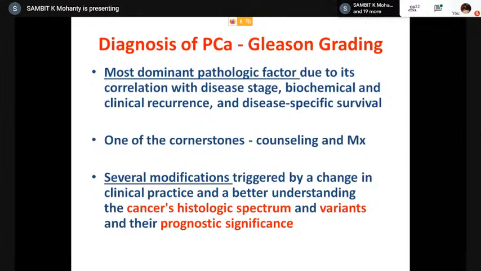There have been several modifications which have been triggered by change in the clinical practice, where the patient is seen by a urologist versus a general surgeon, and the better understanding of the cancer histologic spectrum, the variants of prostate cancer, what it mimics, and the prognostic significance of each and everything.